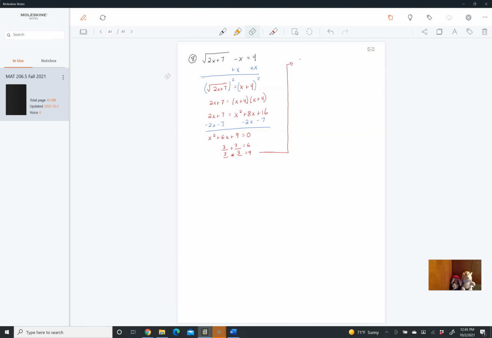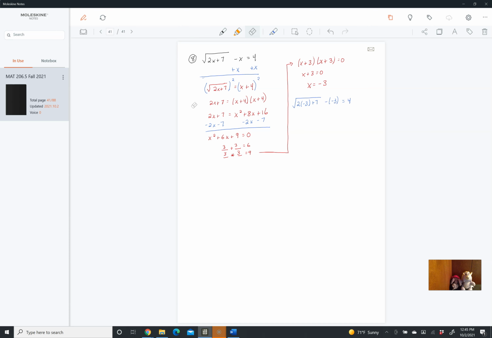So we get x plus 3 times x plus 3 is equal to 0, or in both cases, x plus 3 equals 0, or x equals negative 3. So we only have one solution here. We need to plug it in to make sure that it's not extraneous. Square root of 2 times negative 3 plus 7 minus negative 3. So be careful about that.